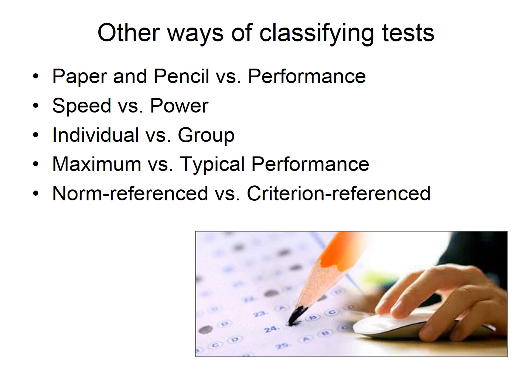We also want to ask if the test is actually measuring maximum performance or typical performance. So maximum performance basically means that you are being allowed to do your very, very best. So it's an optimal situation for good performance. You know you're being observed, you're going to do your very best. A job interview is usually a good example of maximum performance.